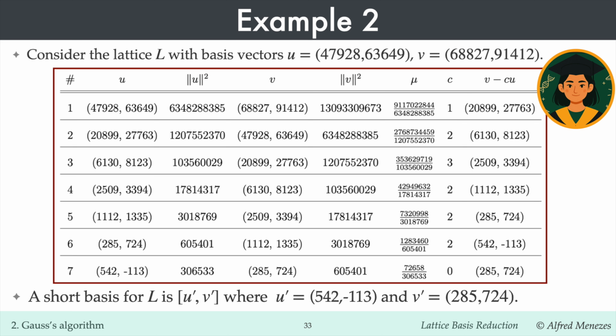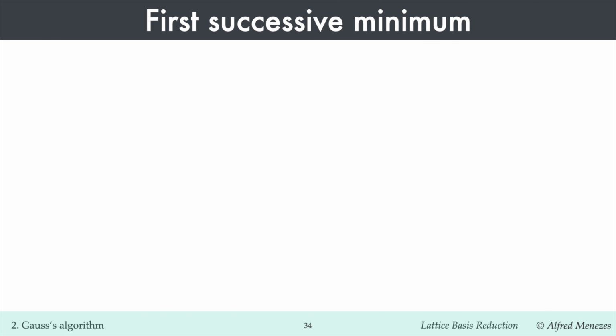Here is a second example of Gauss's algorithm, this time with longer vectors. You can follow the steps to confirm your understanding of how the algorithm works. Next, I'll prove that Gauss's algorithm really does produce a shortest possible lattice basis.